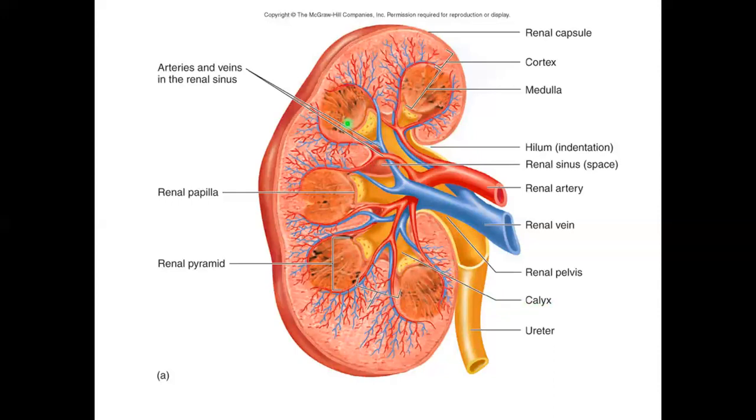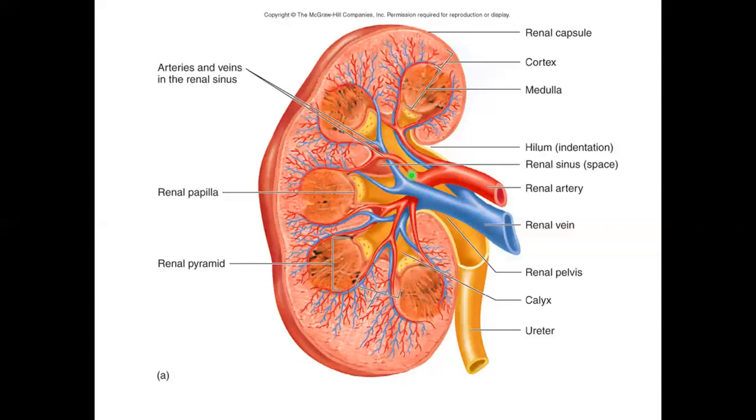So urine takes the path of going from the nephron, which we haven't talked about yet, through the pyramid into the papillary region, into the minor calyx, major calyx, and then the renal pelvis, right? And so I want you guys to know the pathway that urine takes to get out of the kidney.